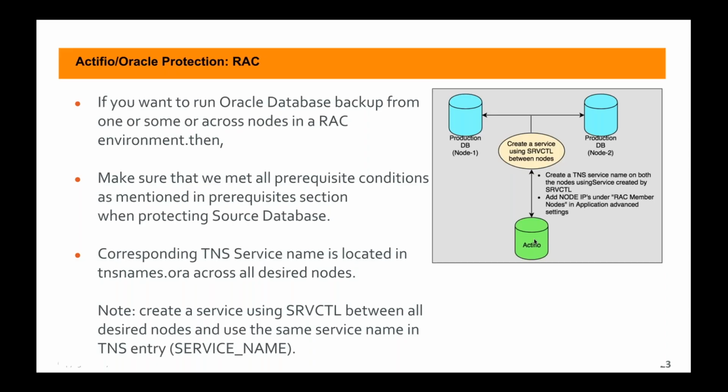And there is one more advanced setting. If you remember RAC member nodes, you add these 2 IPs in the RAC member nodes in the advanced settings and save the changes. That's it. For the subsequent backups, the channels are going to land on both node 1 and node 2, so that you are load balancing your backup across the nodes. And optionally, if you want, you can even choose to connect only to node 1 and run your backups.